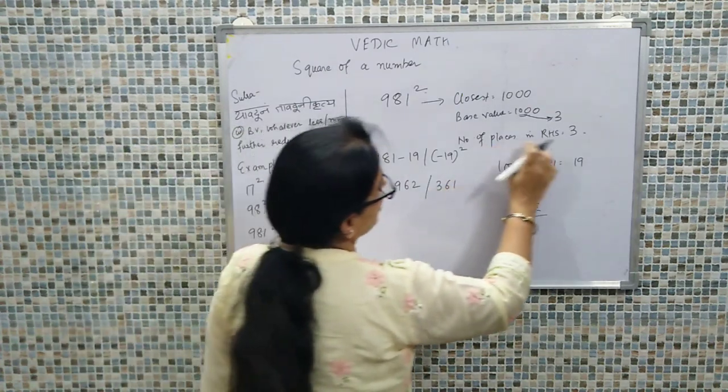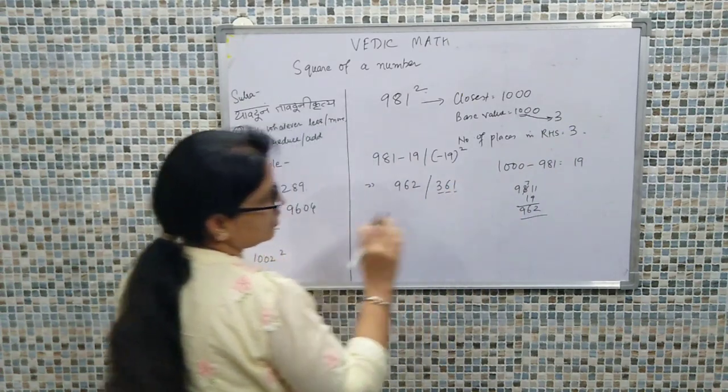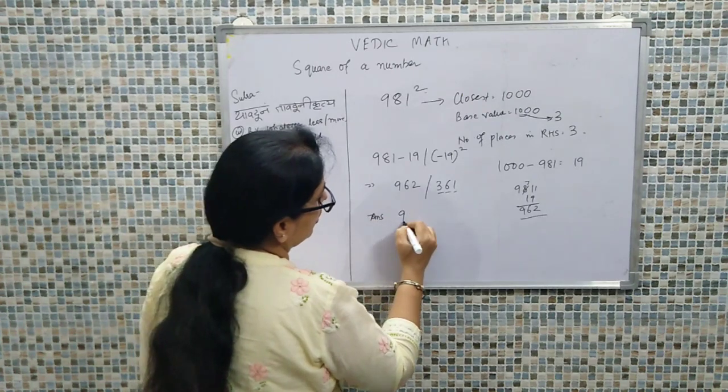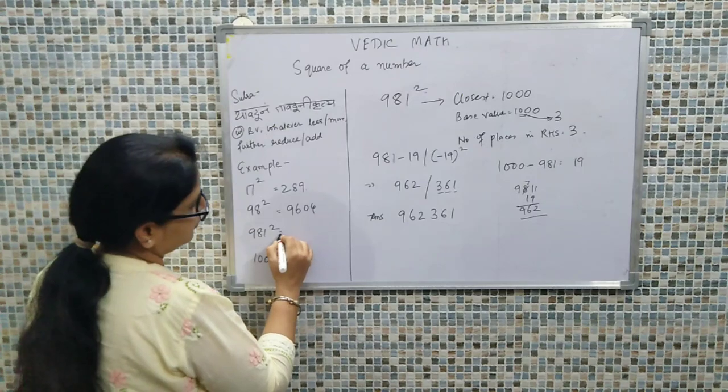Now cross checking the number of places. Number of places in RHS is 3. So we have 3 places, no excess, no deficient. So our answer will be 962361.